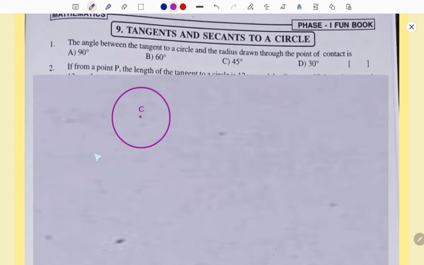Here I can draw one tangent. What is a tangent? Anybody say what is a tangent? A line that touches the circle at only one point. That line is called the tangent. And that point is called the point of contact.